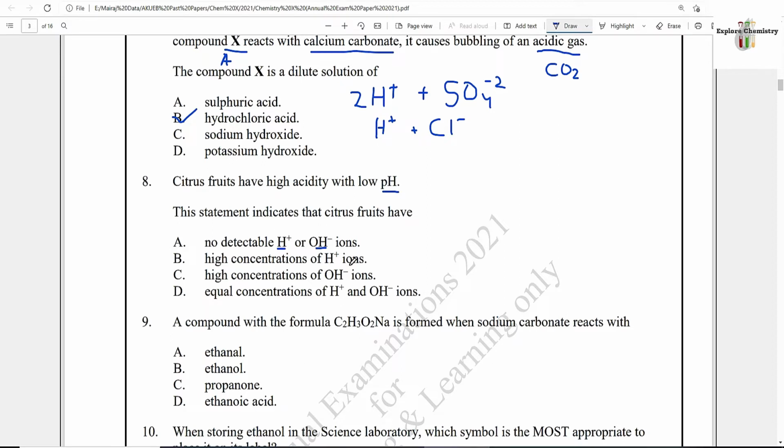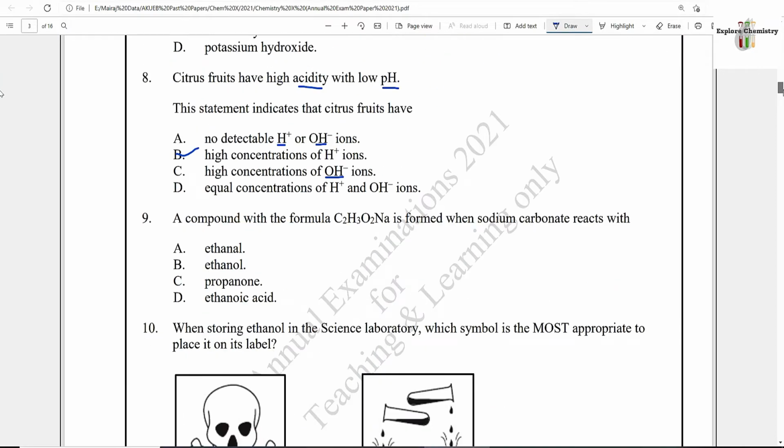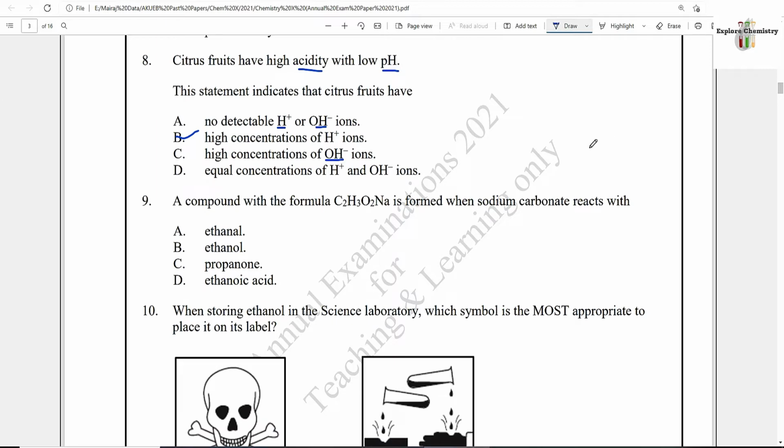High concentration of hydrogen ion, because it is acidic in nature. Acids have high hydrogen ion concentration. So this is the correct answer. Option C is wrong. Why? High concentration of hydroxyl ion is correct for bases, not for acids. Equal concentration of hydrogen and hydroxyl ion is correct for neutral substances like water, not for acids. So only B is the correct answer. Number 9. From here, chapter number 3, organic compound MCQs are starting.